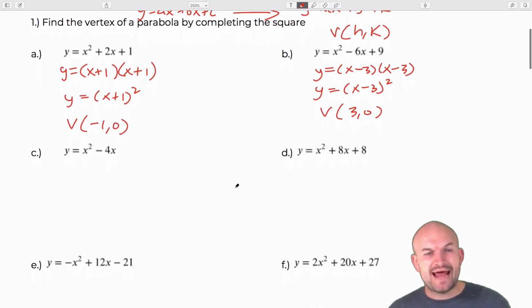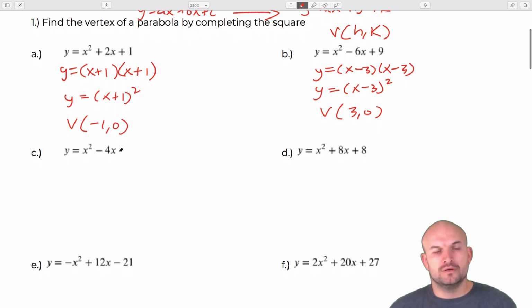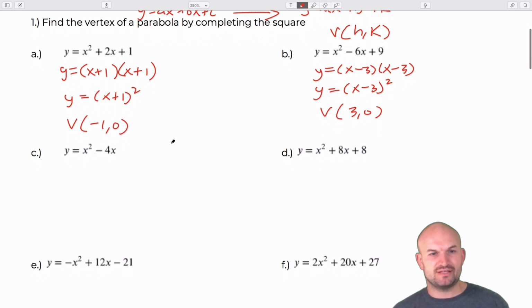So what happens if it's not a perfect square trinomial? For instance, this is not a perfect square trinomial. We do not have a third term. So basically what we do, a lot of times we'll give it a C, and we'll say, what number could I add to this equation that would make it a perfect square trinomial?